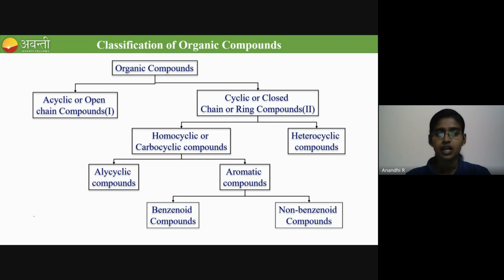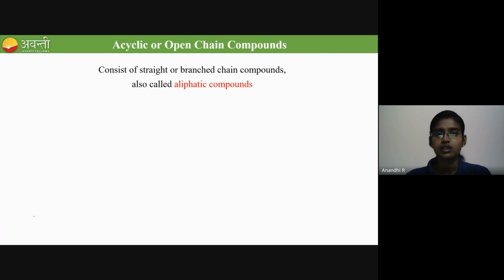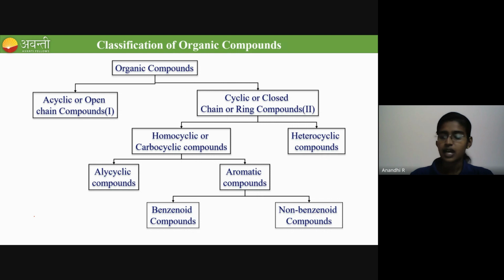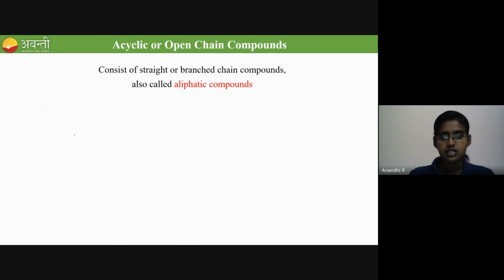I'll move on to the examples. So what is the first classification? It is acyclic, right? Acyclic or open chain compounds. What are acyclic? They consist of straight chain or branched chain compounds, and they're also called aliphatic compounds. You should not get confused between alicyclic and aliphatic. Alicyclic is different, and acyclic compounds are otherwise called aliphatic compounds, which have a straight chain or branched chain system.